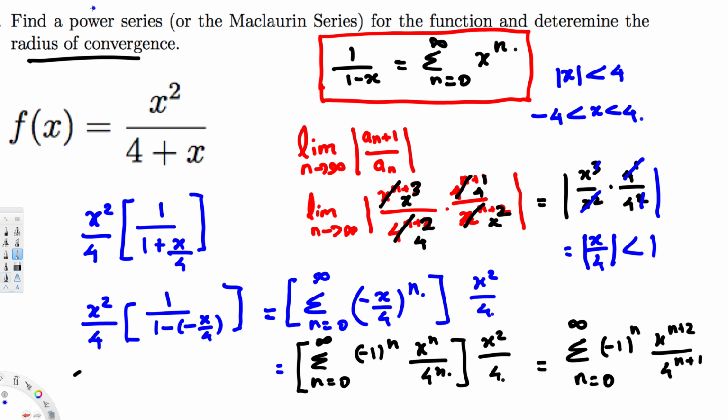Now the question is asking for the radius of convergence. To find the radius of convergence, we take the highest value, subtract the lowest value, and divide by 2. So this is going to be 8 over 2, and that will give us 4. So that's going to be the radius of convergence.